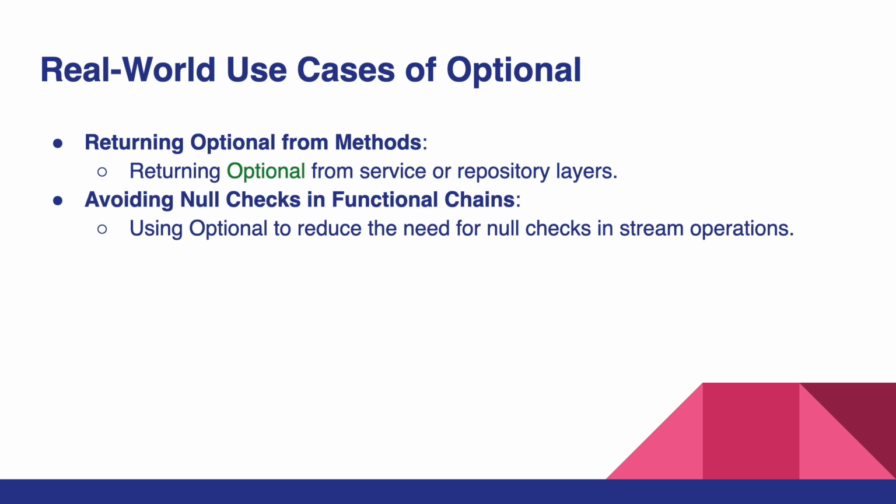Real world use cases of Optional. Optionals are ideal in situations where you want to clearly signal that a return value might be absent. For example, a method in your service or repository layer might return an Optional when a requested record is not found. This way you avoid ambiguous return values like null.